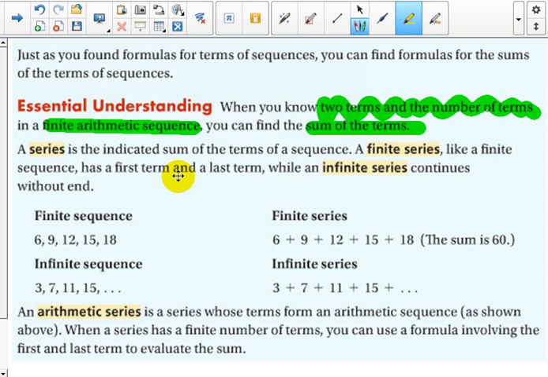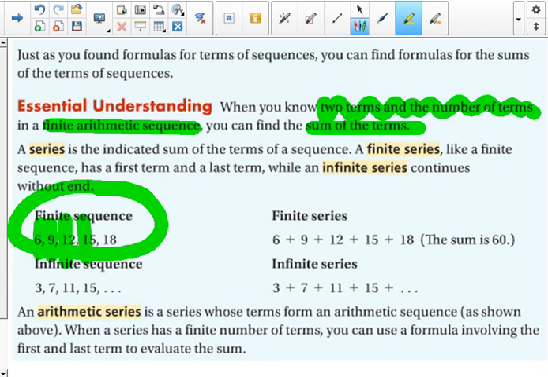Now, a finite series, just like a finite sequence, has a first term and a last term. Look at this right here. A finite sequence has a beginning and an end, so we know exactly how many terms are in it. We've got 6, 9, 12, 15, 18. It has 1, 2, 3, 4, 5 terms. It has a beginning term and an ending term.